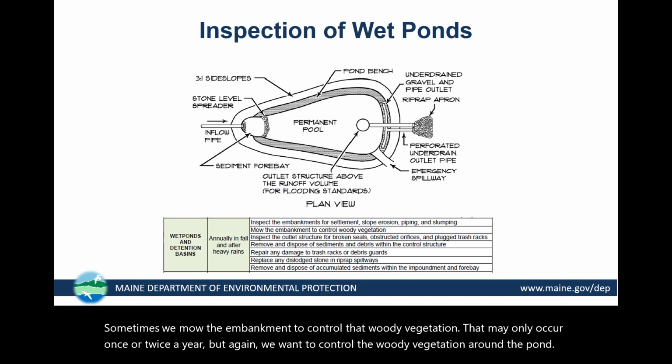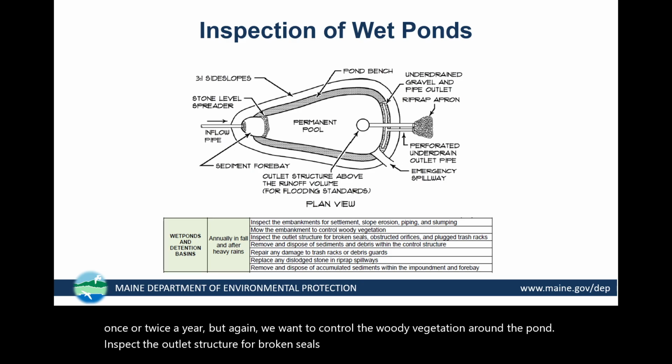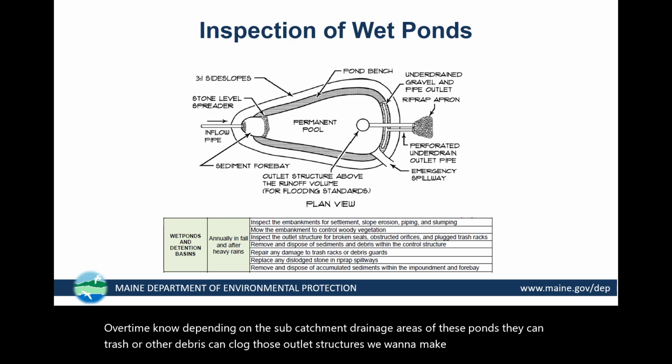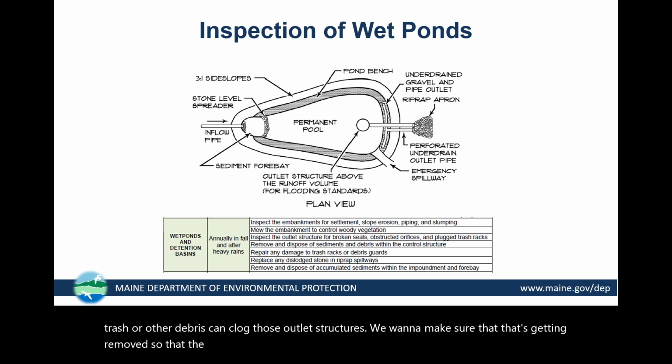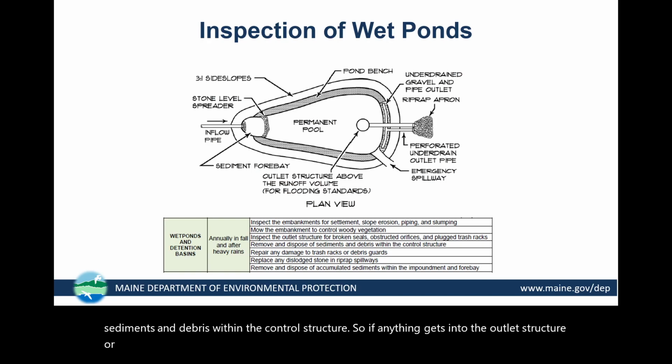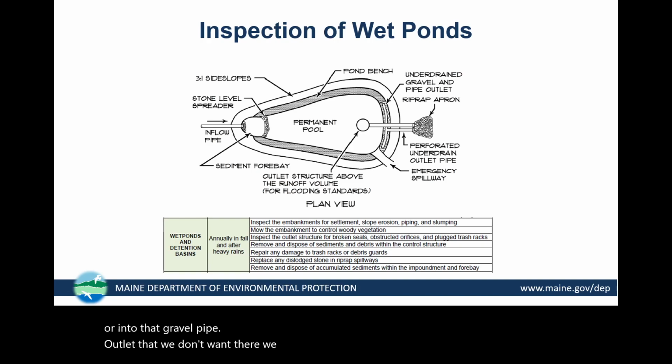Inspect the outlet structure for broken seals, obstructed orifices, and plugged trash racks over time. Depending on the subcatchment drainage areas of these ponds, trash or other debris can clog those outlet structures. We want to make sure that that's getting removed so that the wet pond can function as designed. Removing and disposing of sediments and debris within the control structure. So if anything gets into the outlet structure or into that gravel pipe outlet that we don't want there, we should be removing that and disposing of it properly.